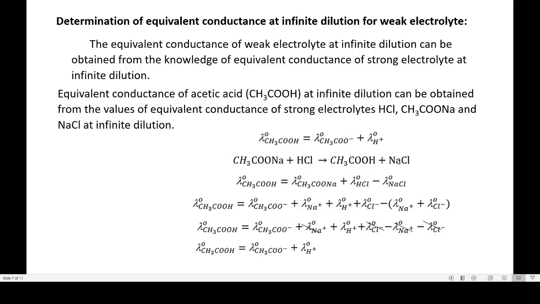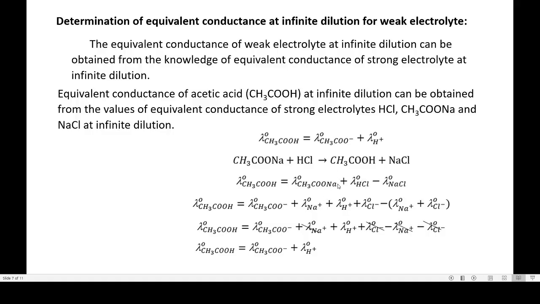So if we consider this equation to get an idea, sodium acetate plus HCl form acetic acid and sodium chloride. Now if we take the equivalent conductance of acetic acid at infinite dilution, it will be equal to the equivalent conductance of sodium acetate plus the equivalent conductance of HCl minus the equivalent conductance of sodium chloride at infinite dilution.